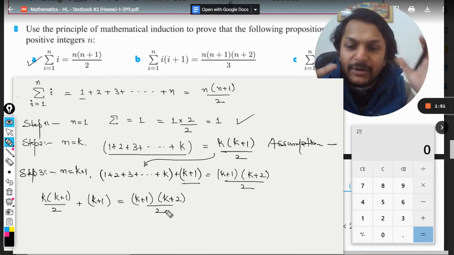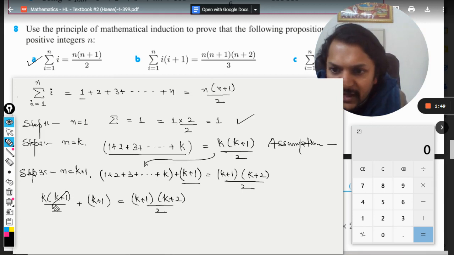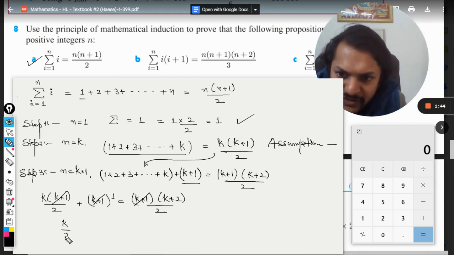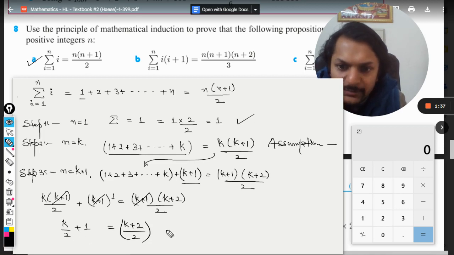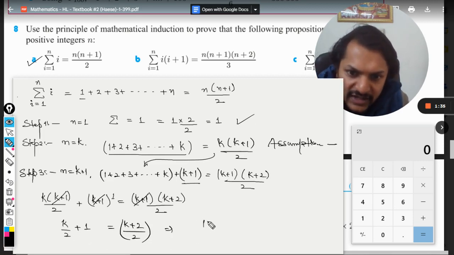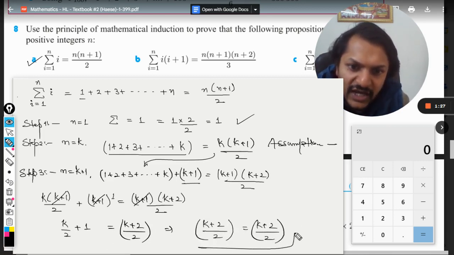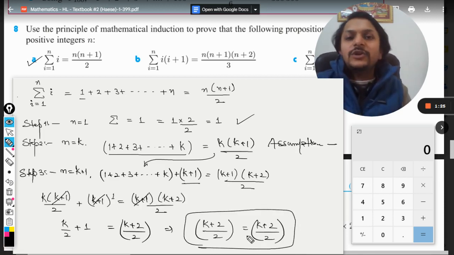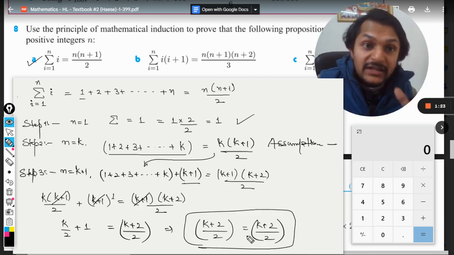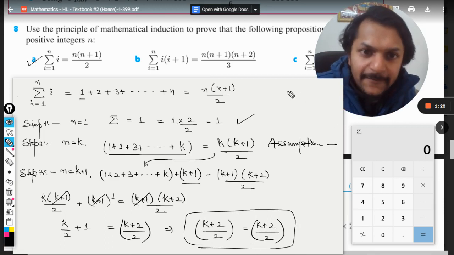Now we are going to use algebraic principles to prove it. (k plus 1), (k plus 1) and (k plus 1) will get cancelled out. So we have (k plus 2) over 1 here, and (k plus 2) divided by 2 here. Now we can take LCM on the left hand side. It is coming out to be (k plus 2) divided by 2, which is equal to (k plus 2) divided by 2 on the right hand side. So LHS is equal to RHS.